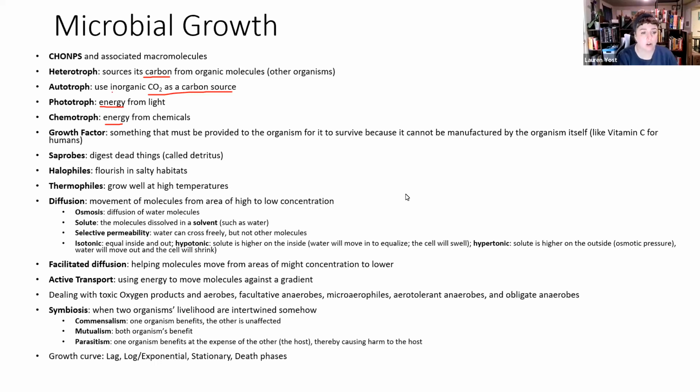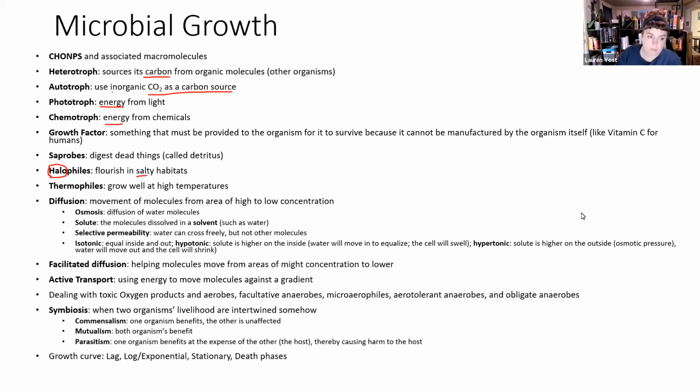Halophiles, these guys are going to flourish in salt. Halo is literally referring to salt. It's like a halogen, essentially. And then we have thermophiles, temperature loving, right? So thermophiles grow well at high temperatures. We also have organisms that do well at lower temperatures, like the psychrophiles and the psychrotrophs, but those are at lower temperatures.